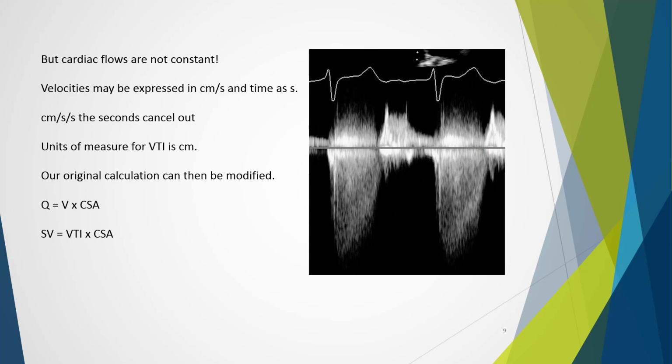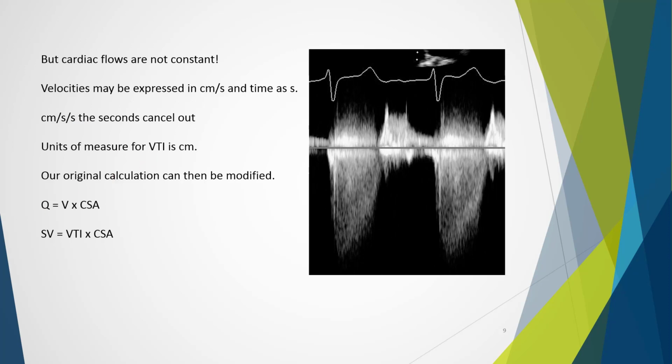So what we're doing here is we're measuring velocities expressed as centimeters per second and measuring over time in seconds. So what we would have is centimeters per second divided by seconds. So basically the seconds cancel out, and our unit of measure for velocity time integral is centimeters.